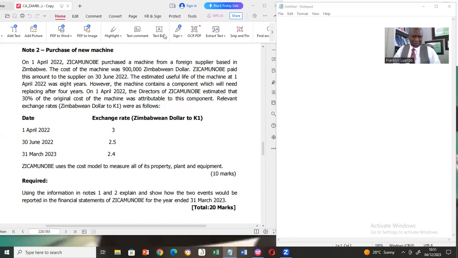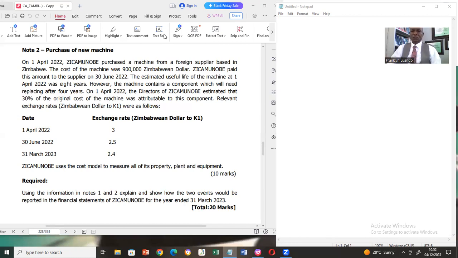ZICA Munobe uses the cost model to measure all of its property, plant, and equipment. Using the information in Note 1 and 2, we are looking at Note 2. Show how the two events would be reported in the financial statements of ZICA Munobe for the year ended 31st March 2023.